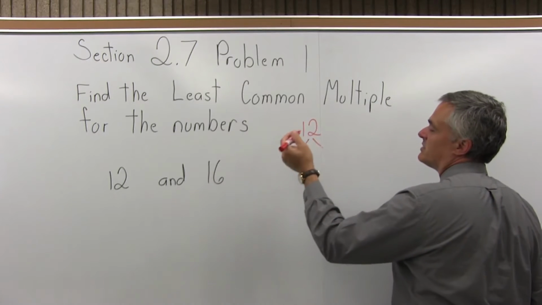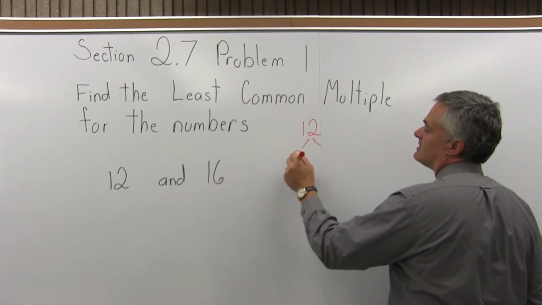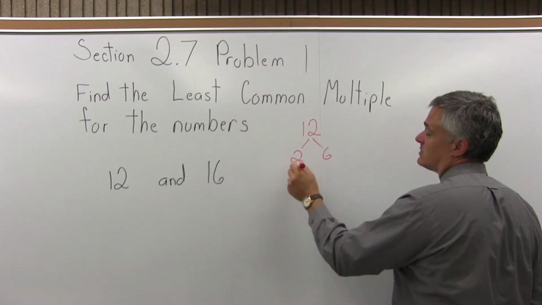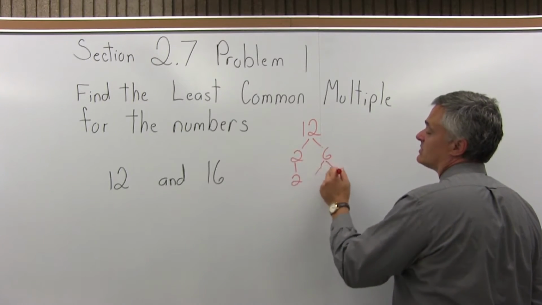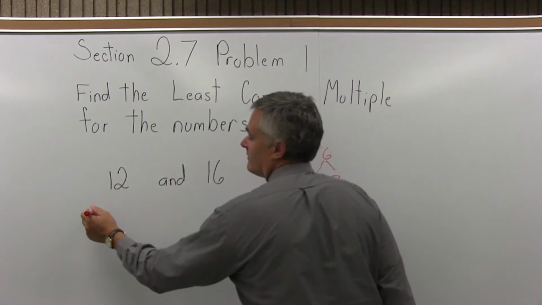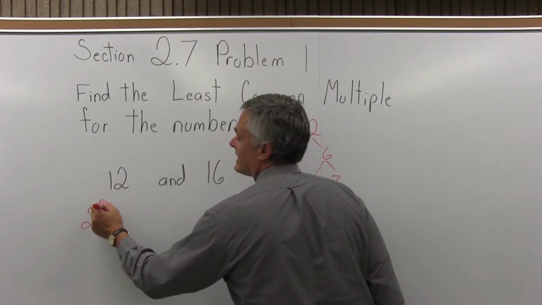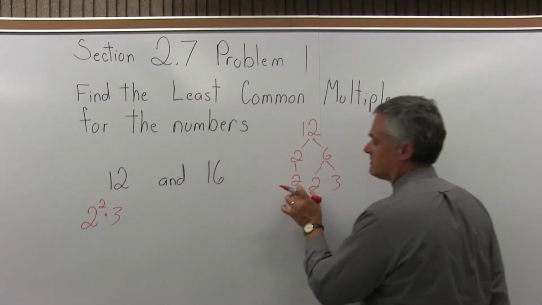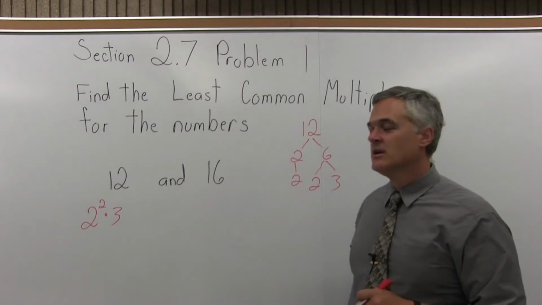So start with the 12, split it up any way that you see. I can see 2 times 6, so you can start with 3 times 4. The 2 is done, but the 6 will split into 2 times 3. So for the 12, I have 2 to the second power times 3. You want to use that exponential notation when you have a repeated prime.